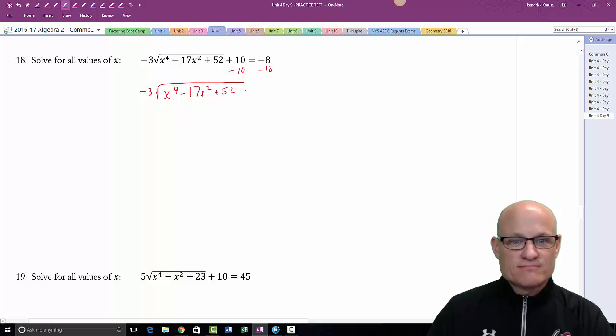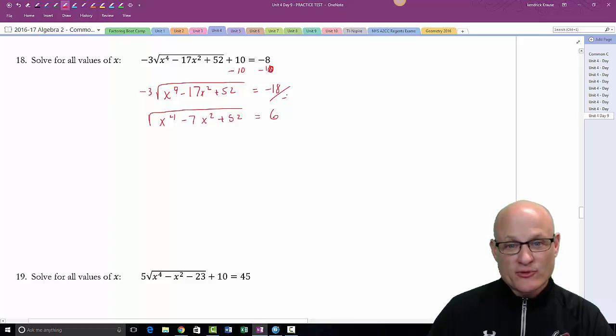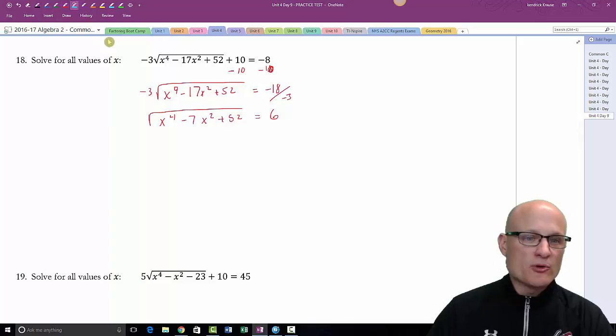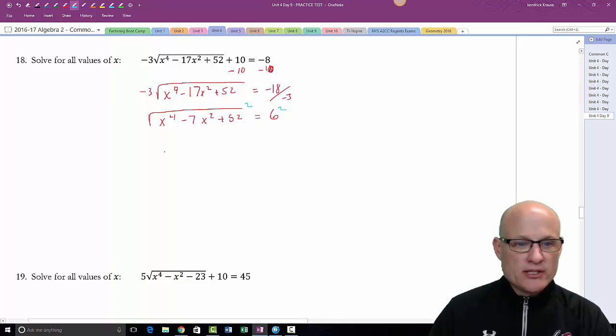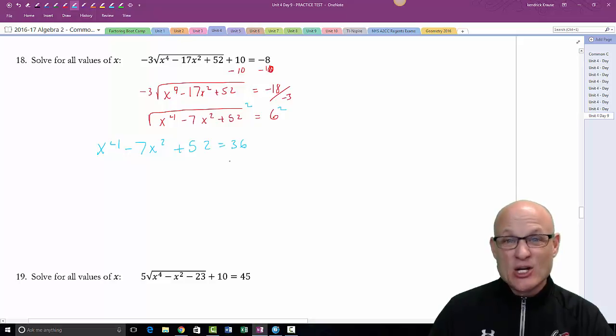Equals negative 18. Divide by negative 3, and I get the square root of x to the 4th minus 17x squared plus 52 is equal to positive 6. We're going to divide both sides by negative 3. Square both sides, and I get x to the 4th minus 17x squared plus 52 equals 36. We'll subtract 36 from both sides.